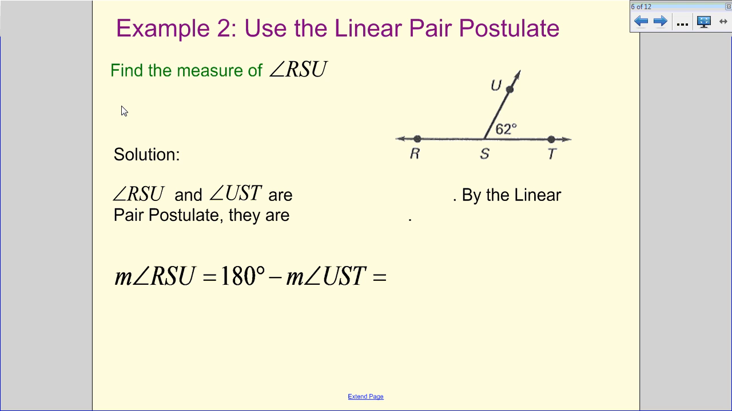For some solving. So we need to look at the linear pair postulate and use that. So we want to find the measure of angle RSU. So we're going to take and trace RSU. I'm finding this angle here. All right. I know that angle RSU and angle UST are a linear pair. By the linear pair postulate, I know that they are supplements.